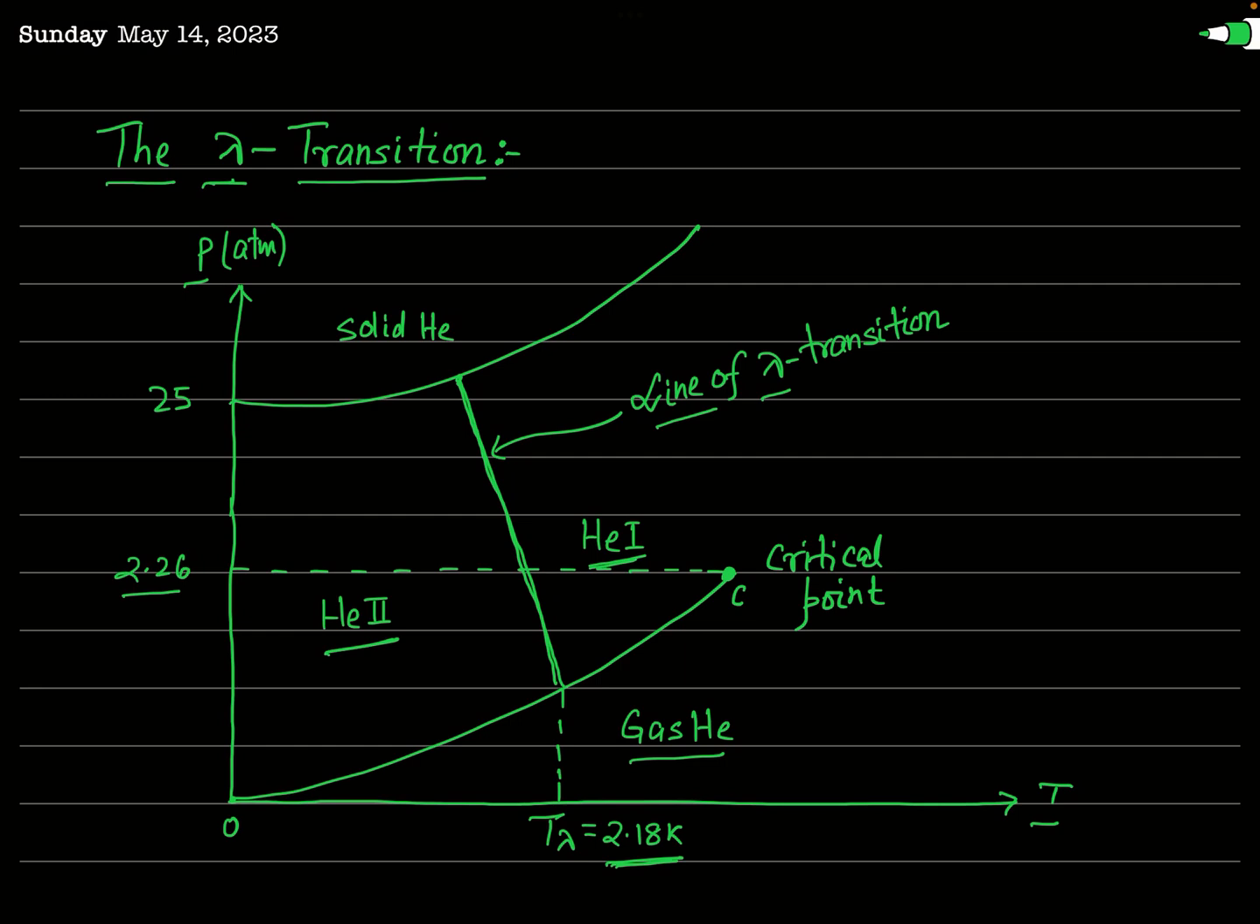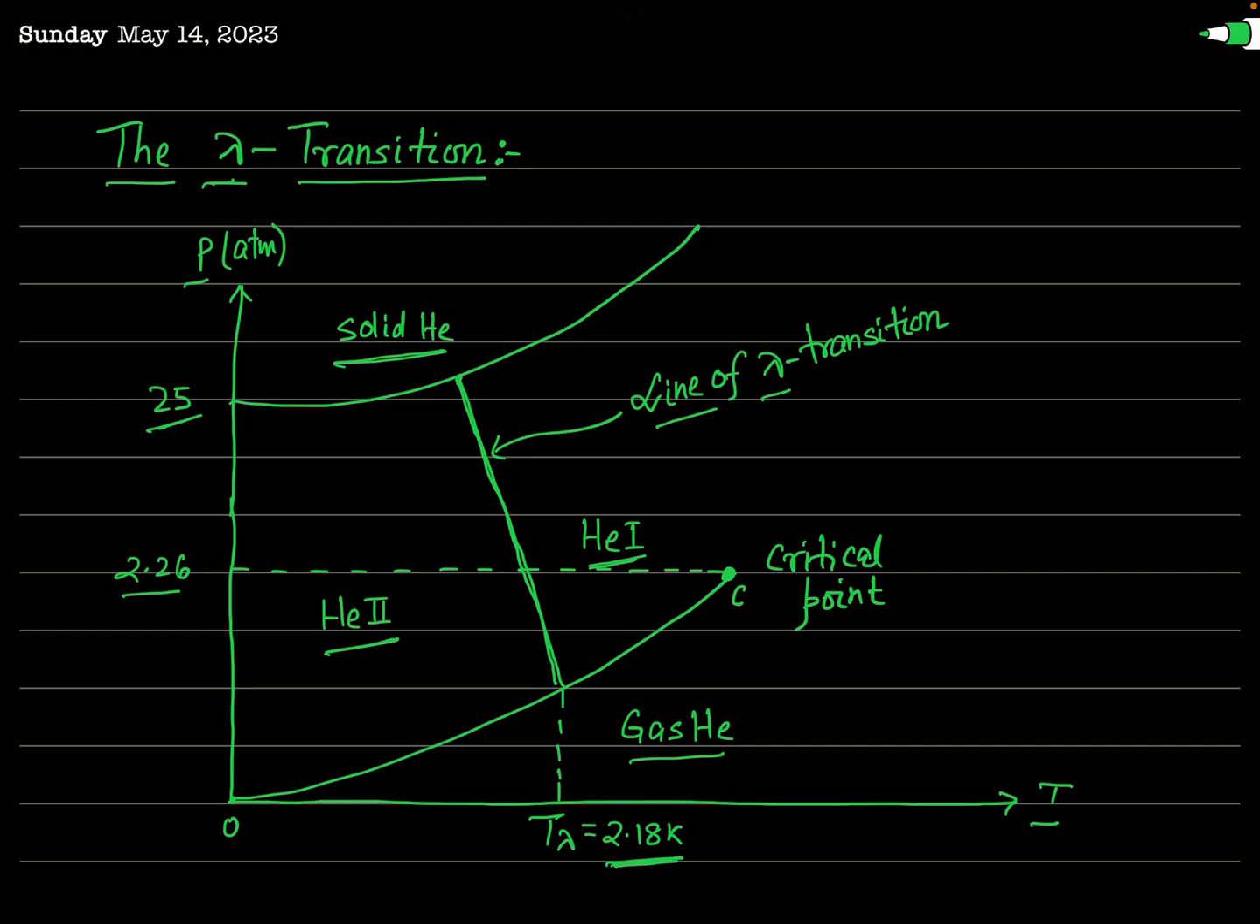You can see the figure. Not temperature but pressure. Only when the pressure becomes greater than this 25 atm, then you can see that solid helium is formed. That is, the liquid helium is converted into solid helium above pressure 25 atm. Now, as I have told you, this temperature T lambda will be 2.18 Kelvin. This is the experimental value.